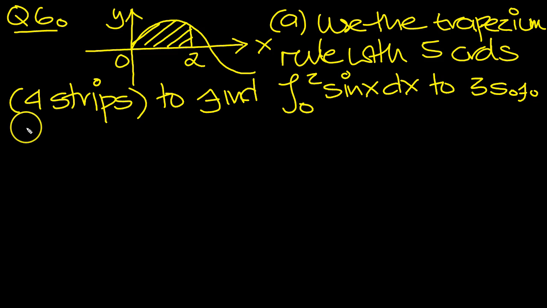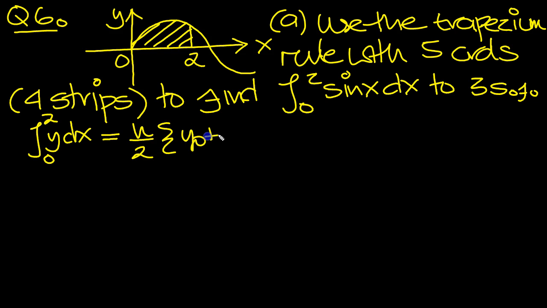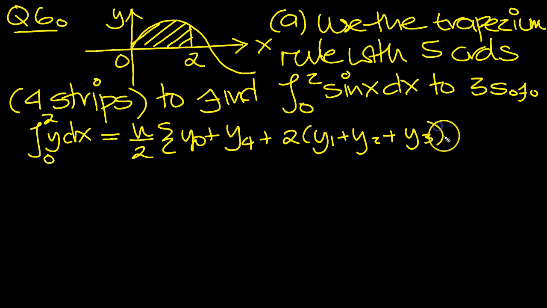So our integral, which will be the integral y dx, between 0 and 2, the formula is h over 2, y0 plus yn. Now we've got 4 strips, so there's 5 ordinates, so n will be 4, plus 2 of all the y values in between, y1 plus y2 plus y3. So there's our formula according to the trapezium rule.